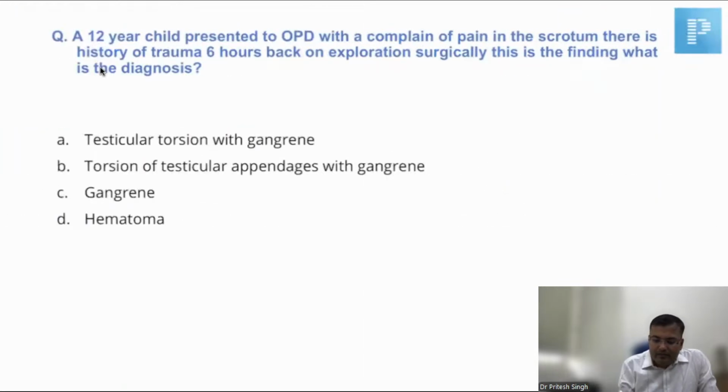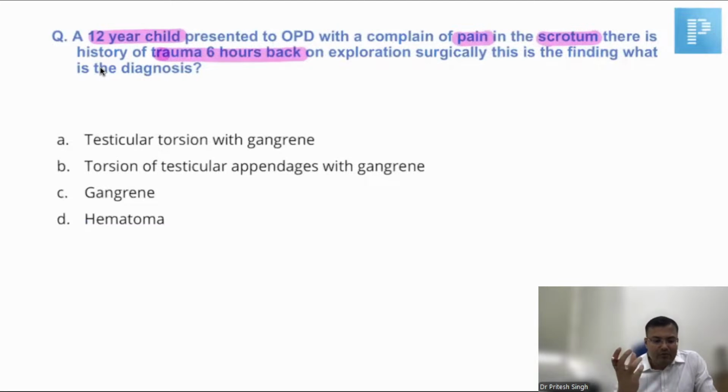Next, guys, see here. A 12-year-old child presented to OPD with complaint of pain in the scrotum and there is a history of trauma 6 years back. On surgical exploration, this finding: what is the diagnosis? Can anybody tell me what the finding was? What was the color of the testis? It was bluish, there was some torsion. A large black mass was given. Okay, so was the whole testis black or only the appendage blue or black?